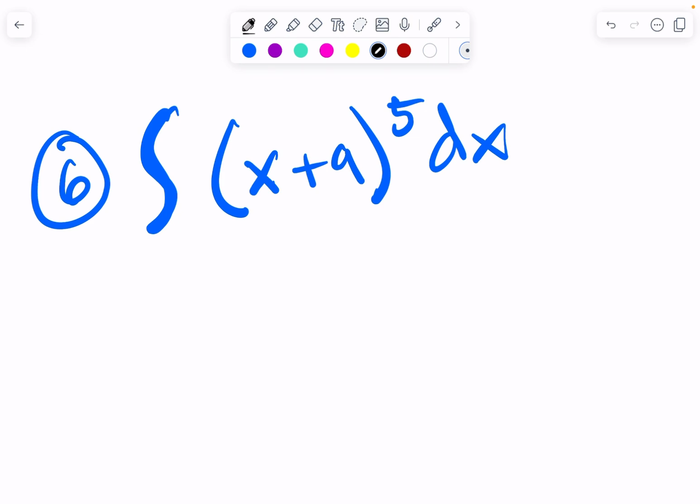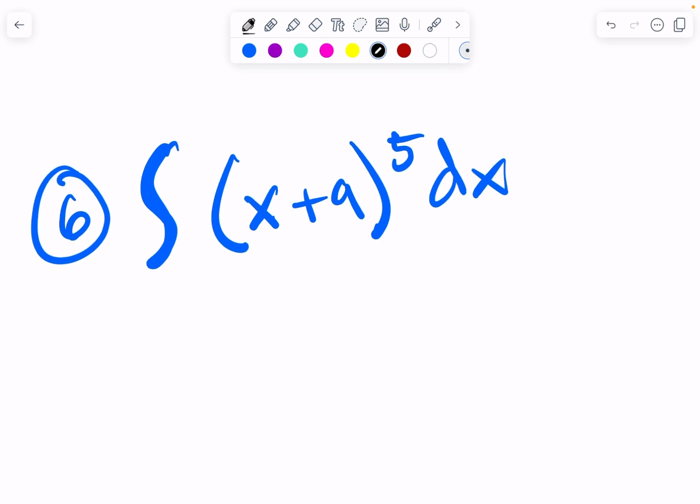Do we have to use substitution? Actually, yes, we do in this case. You will know you have to use substitution when you have a function inside of another. They call it a composite function. I know you guys have heard that word before, where a function is composed inside of something else. So x plus 9 is stuck inside of the 5th power. So that's what I'm going to use as my u.